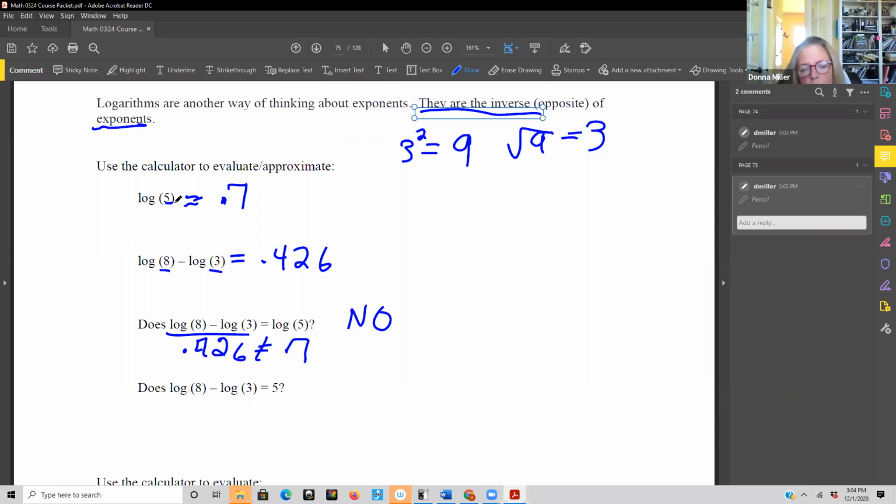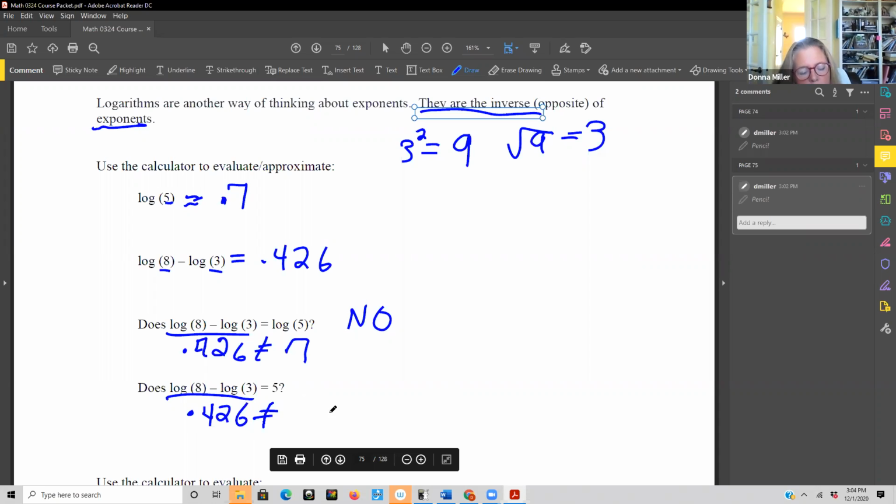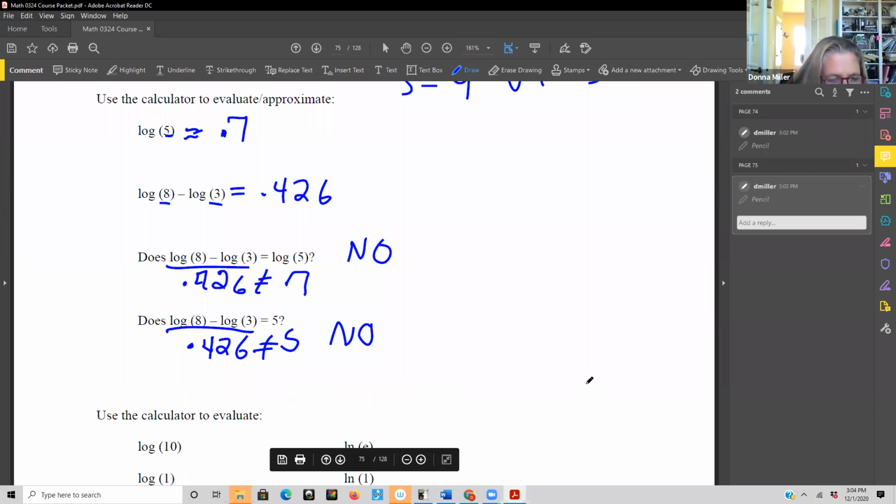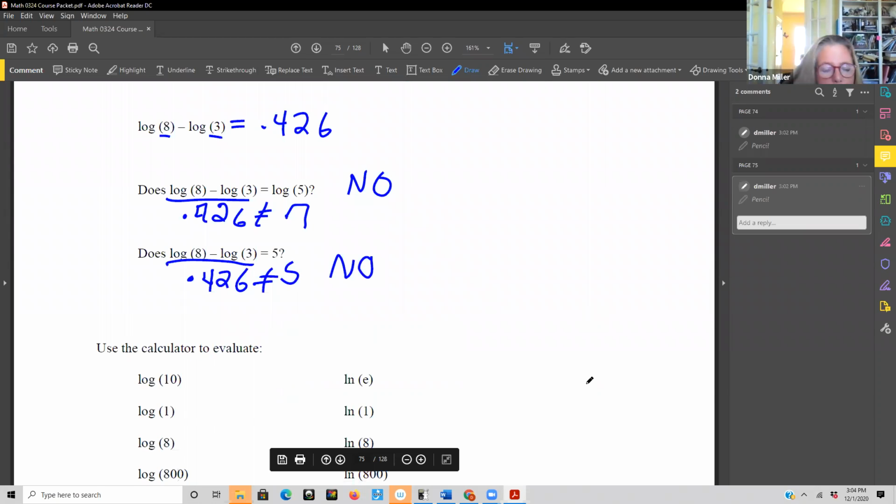So we have to know what the log rules are. And this is obviously false too. You can't subtract away the logs in front of them, because log 8 minus log 3 was 0.426, and that does not equal 5. So what can you do with logs? We're going to learn about that today. The point is they have their own rules, and we're going to get there.